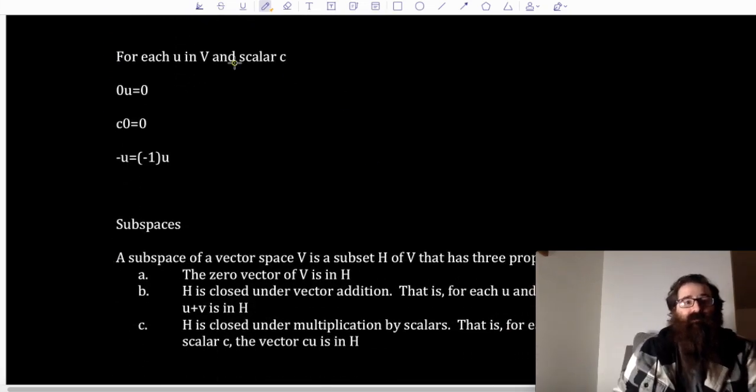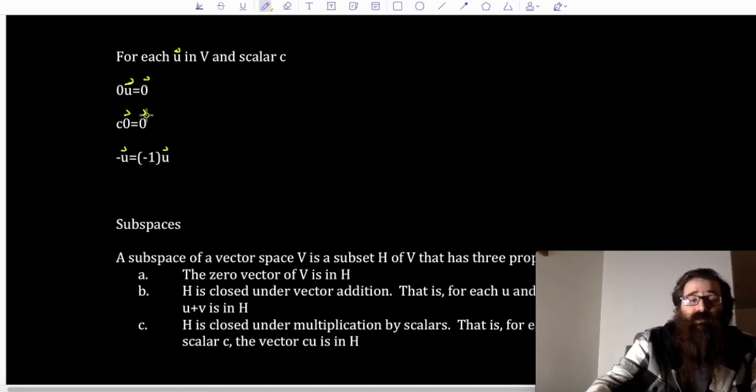For each vector u in vector space capital V and scalar c, we need the following. 0, the number 0, times vector u is equal to the zero vector. Any scalar c times the 0 vector is going to give us the 0 vector. And when we talk about this vector negative u, we talked about that in our additive inverse property, that this is the same as negative 1 times vector u. So these are 3 other things we want to consider.